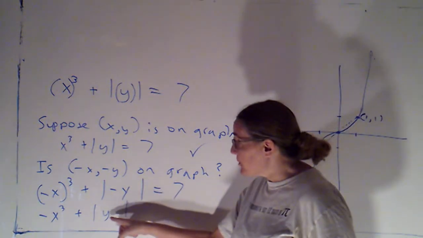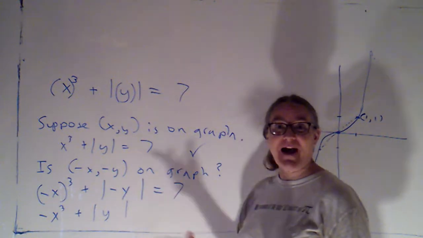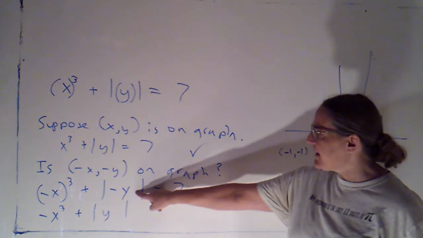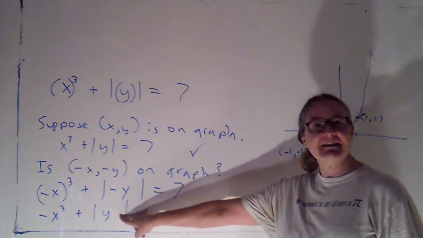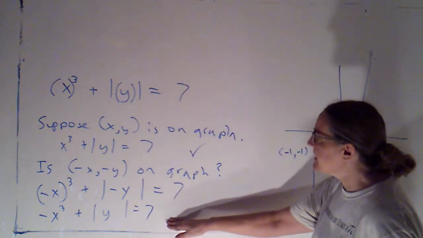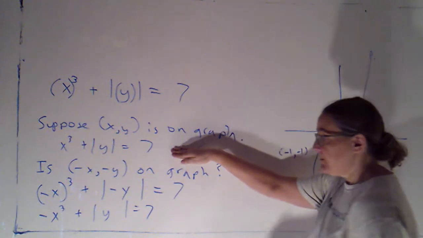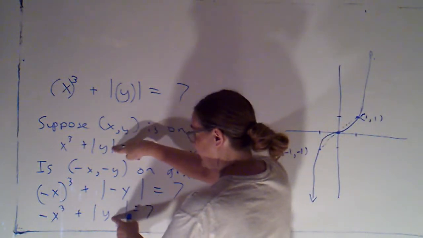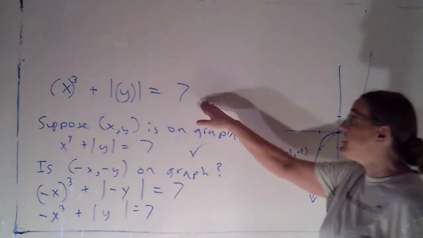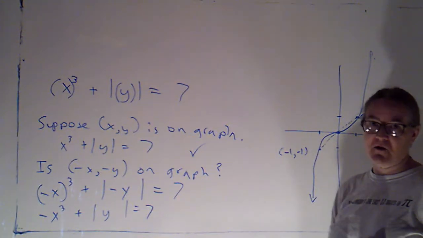Now, I don't know whether y is representing a positive or a negative number. I just know that the opposite of y is representing the opposite of whatever y is. But the absolute value of the opposite of y is exactly the same as the absolute value of y. And so if I look, is this equation the same as the original one? No. Because this part's the same, but this part is the exact opposite. So this equation describes a graph that is not symmetric about the origin.